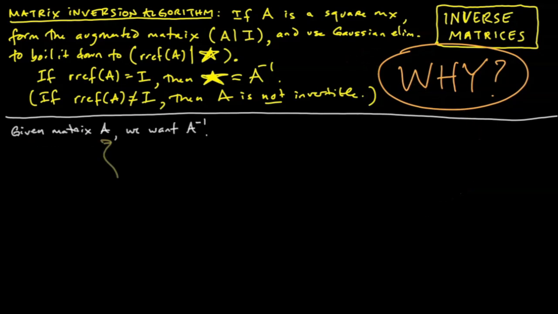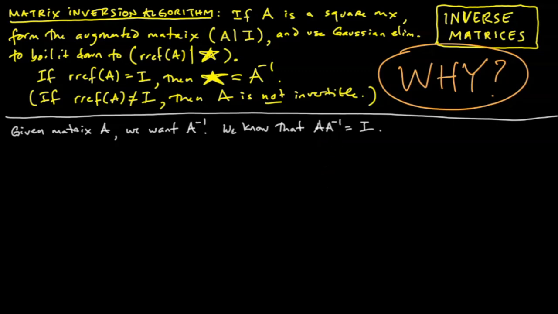So, given some matrix A, we want its inverse. What is that inverse going to look like? Well, what do we know about it? We know that A times A inverse is the identity matrix, and that might be enough to at least give us a toehold on the problem. Really? How is that going to help? Well, we do know something about how matrix multiplication works.